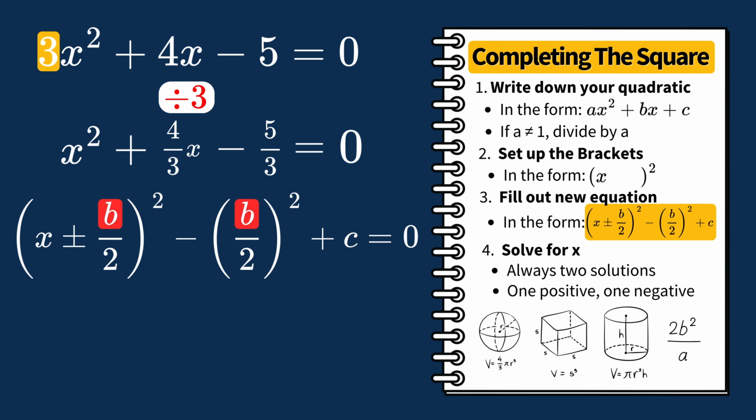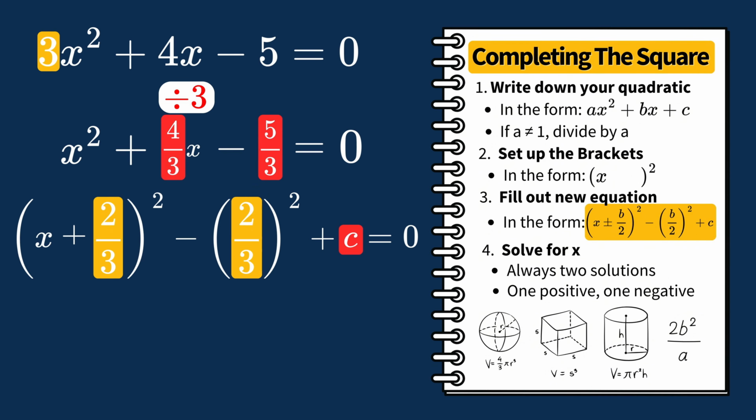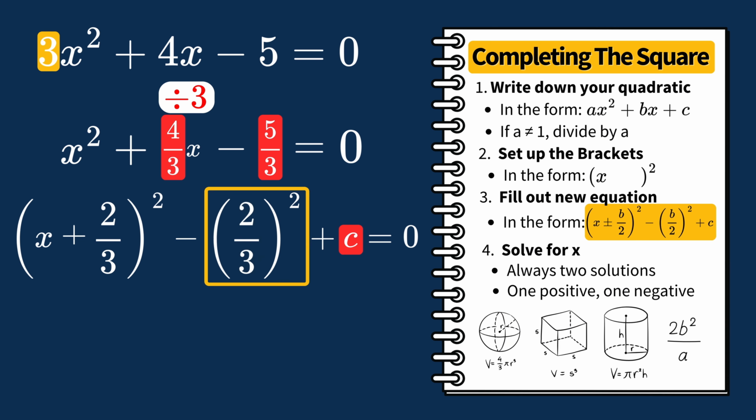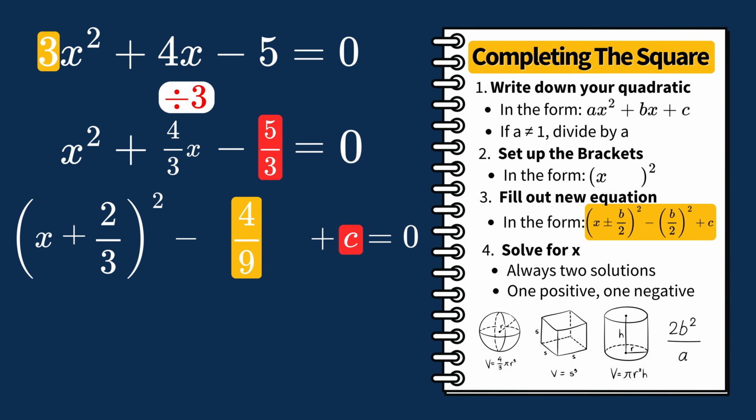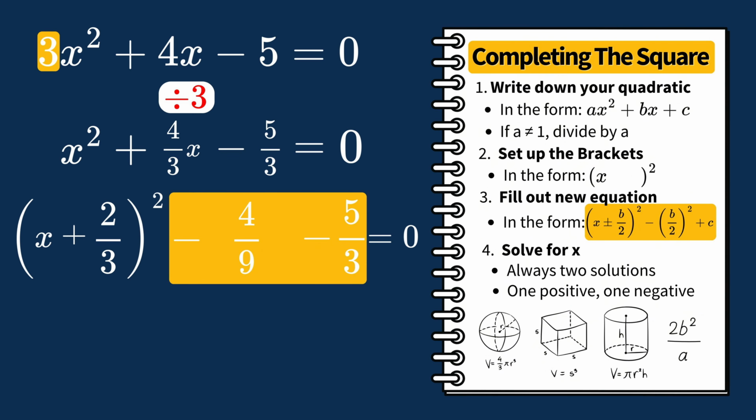This time, b is equal to 4 over 3, and c is equal to minus 5 over 3. Substituting in 4 over 3 and dividing by 2, we get 2 over 3. And squaring 2 over 3 gives us 4 over 9. And for c, we're going to substitute in minus 5 over 3. Now we have minus 4 over 9 and minus 5 over 3.